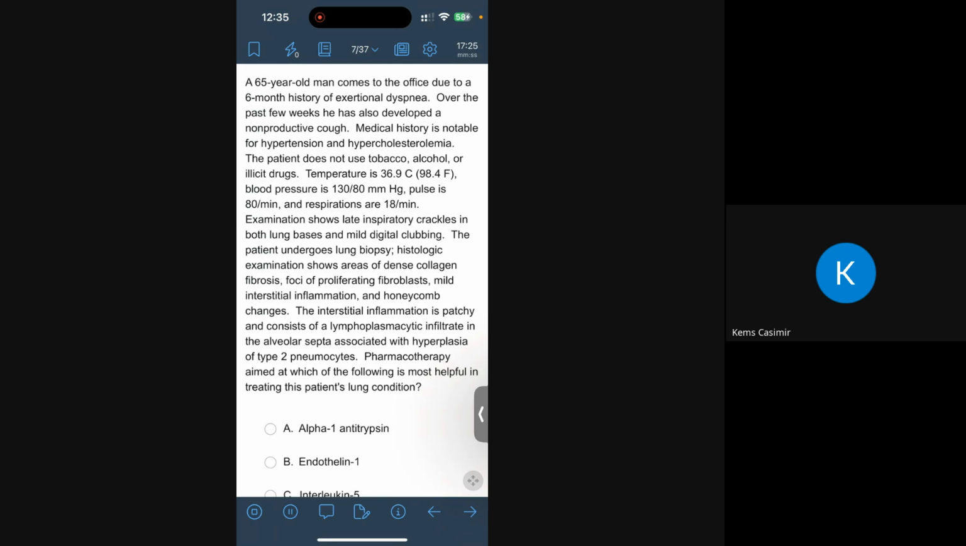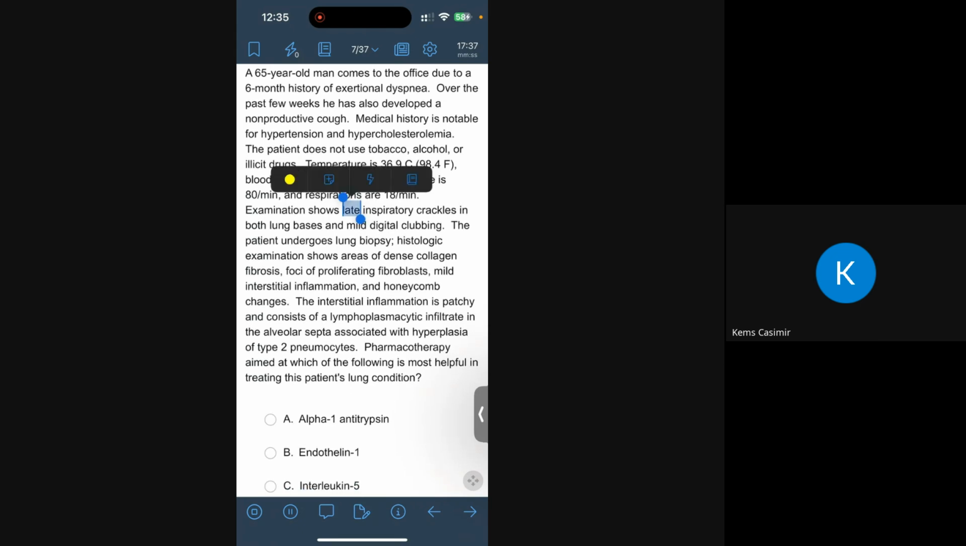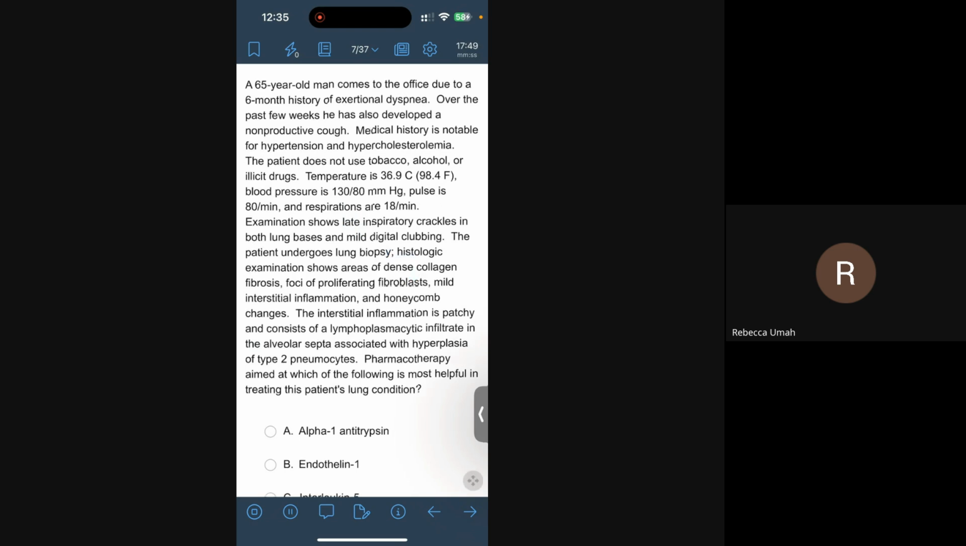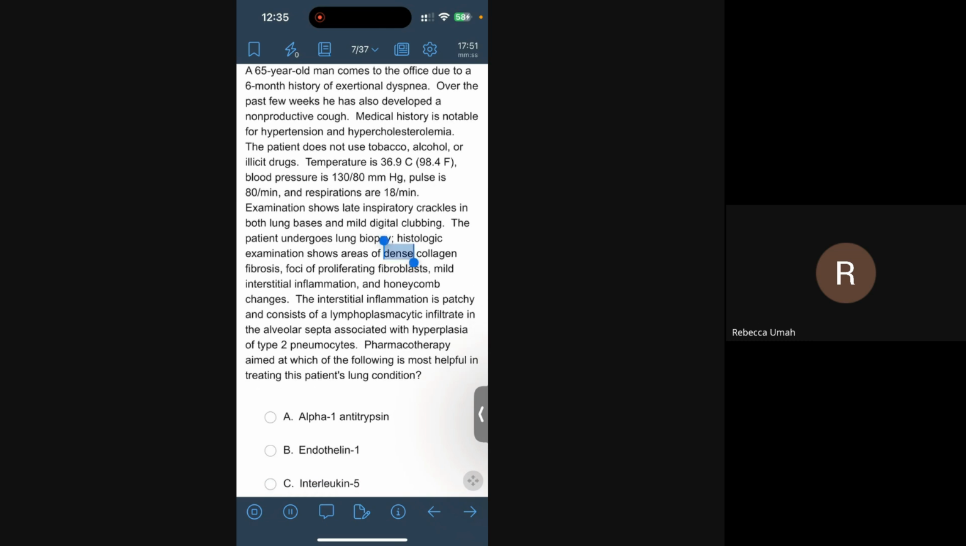First, try to diagnose the patient. Late inspiratory crackles. Inspiratory crackles are heard in restrictive or obstructive disease? Restrictive. And there is digital clubbing as well. Dense collagen fibers, foci of proliferating fibroblasts. Collagen fibers, fibrosis. Yes, very good.